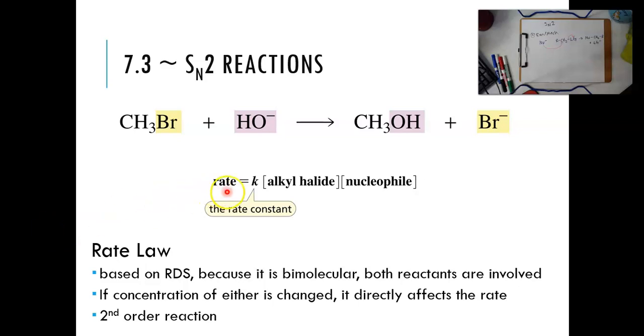So here's our rate law. The rate is equal to k, our rate constant, times the concentration of the alkyl halide times the concentration of the nucleophile. So this is a second order reaction because we have two compounds that are influencing how fast the reaction will go. So that means that if we change the concentration of either of these, it will affect the rate. This reaction rate is based off of RDS, the rate determining step.